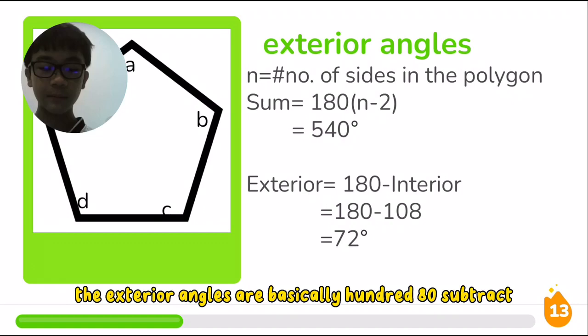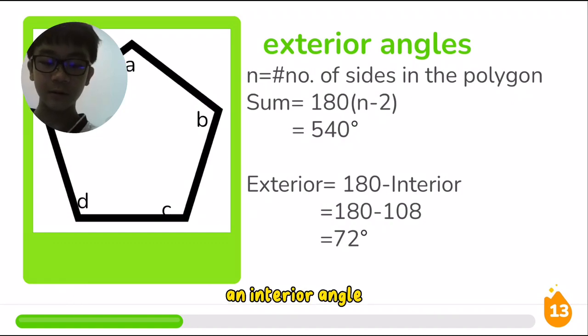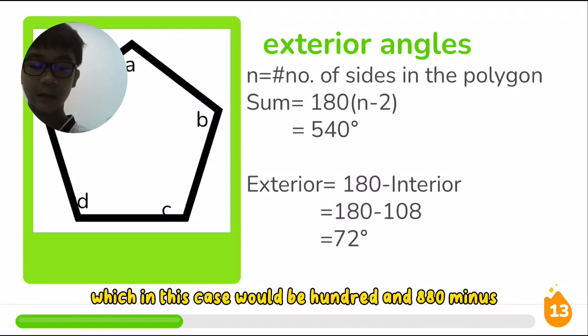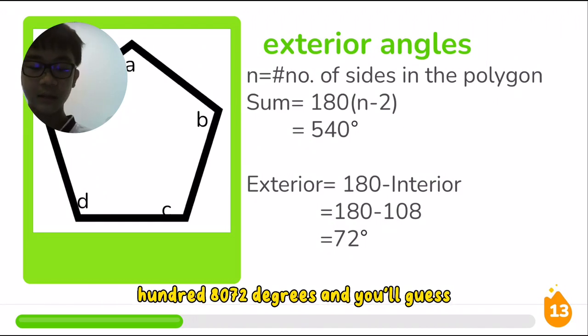The exterior angles are basically 180 minus an interior angle, which in this case would be 108. 180 minus 108 is 72 degrees.